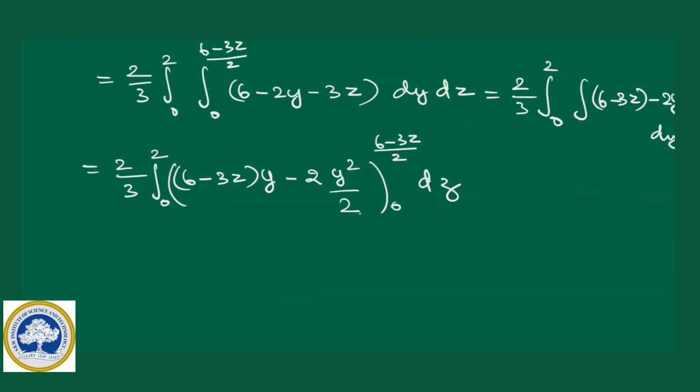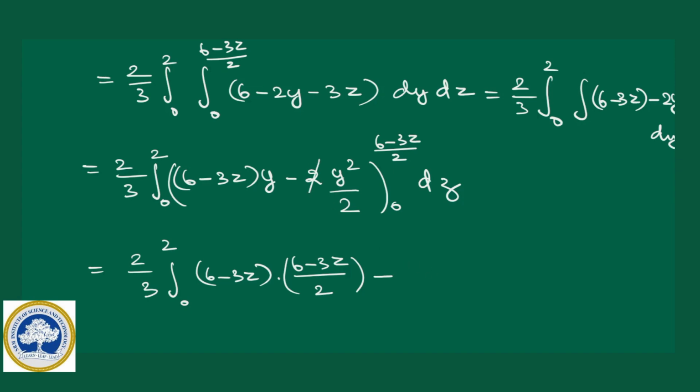So now we have to substitute this limit in place of y alone. So while putting it in place of y, integral 0 to 2, 6 minus 3z into y is 6 minus 3z by 2 as the upper limit, minus 2 we can cancel, so 6 minus 3z by 2 whole square. This is the upper limit alone; for lower limit 0, both terms become 0, and then we have to integrate this with respect to z.